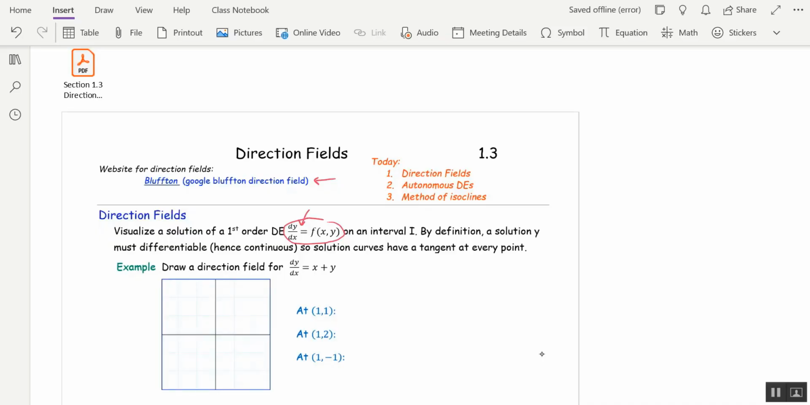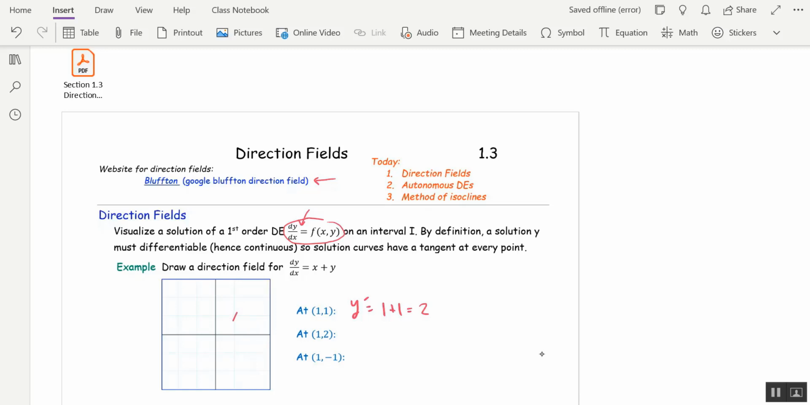So here's how you would make a direction field by hand, which you're not going to want to do. dy/dx is x plus y. So at any point in the plane, (x, y), the slope of a solution passing through that point will be x plus y. So just pick some points at random in the plane. I picked 3 points here. At (1, 1), my slope, y prime, is x plus y, so that's 1 plus 1, which is 2. So I go to the point (1, 1) in the plane, and I draw a little lineal element, a little line of slope 2.